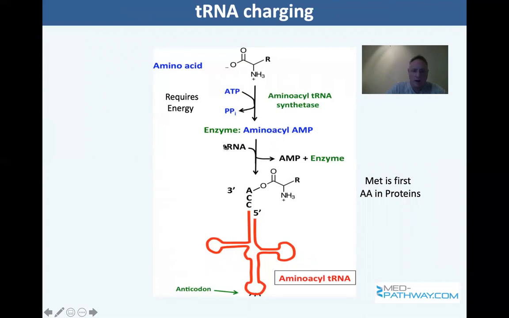The tRNA gets loaded on, kicking out the enzyme. And what you do is you generate this ester linkage between the amino acid and the actual tRNA. And we know that in protein synthesis, methionine is the first tRNA that's used in the vast majority of cases.